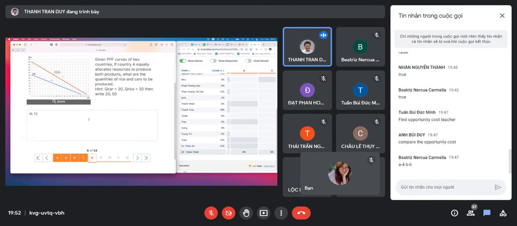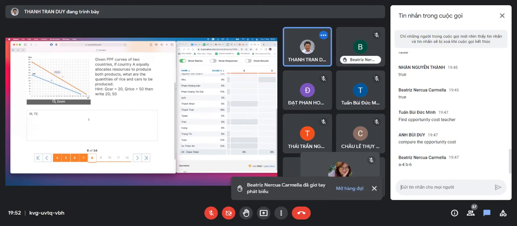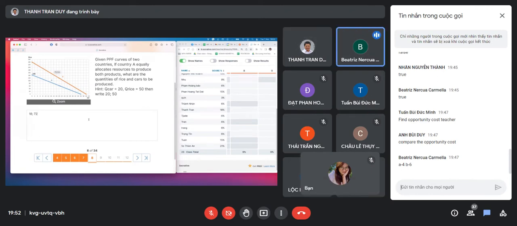Any questions about PPF? Yes? Sir, I don't understand how it got 18 and 72. Could you please explain further?